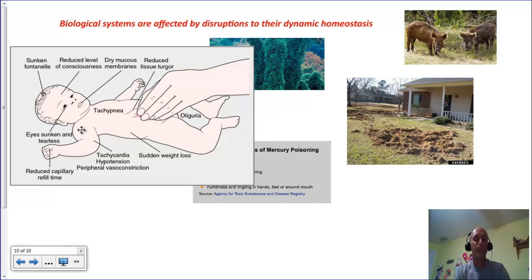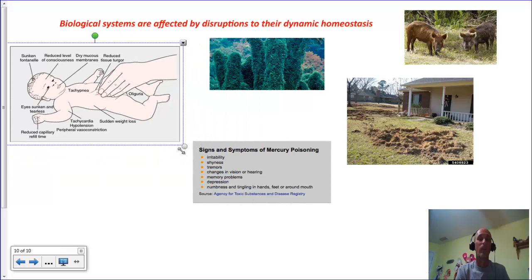And you can also see the same thing with mercury poisoning. Now, we don't really have too many cases of mercury poisoning, but if we did have them in humans, these would be the kinds of characteristics that you would see. It's more a problem that you're going to see in other animals, especially top-level predators. And that is the body's responses to the toxin that they're trying to get rid of.